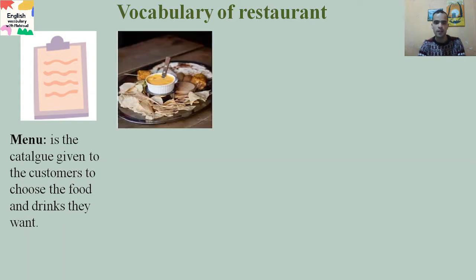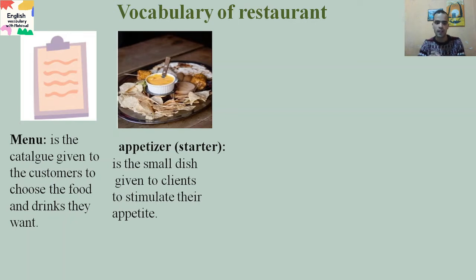The next is appetizer. The appetizer, or sometimes they call it starter, is a small dish given to clients to stimulate their appetite. When someone goes to a restaurant, the waiter or waitress asks if you want an appetizer before you receive the main dish. The appetizer is just to stimulate your appetite, to start your lunch or dinner or breakfast or whatever. Both are synonyms. You can use whichever one you want.